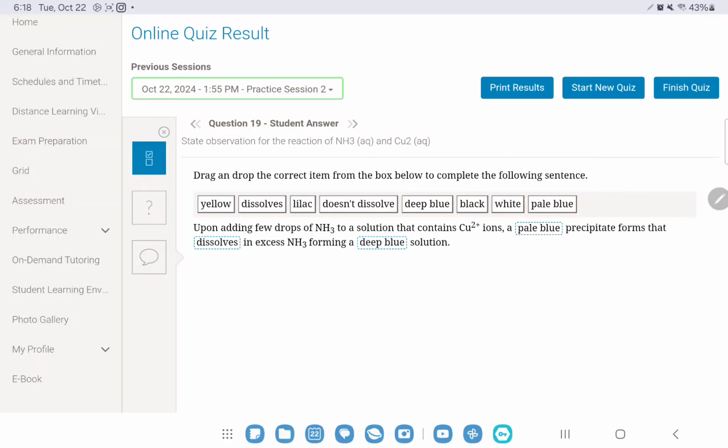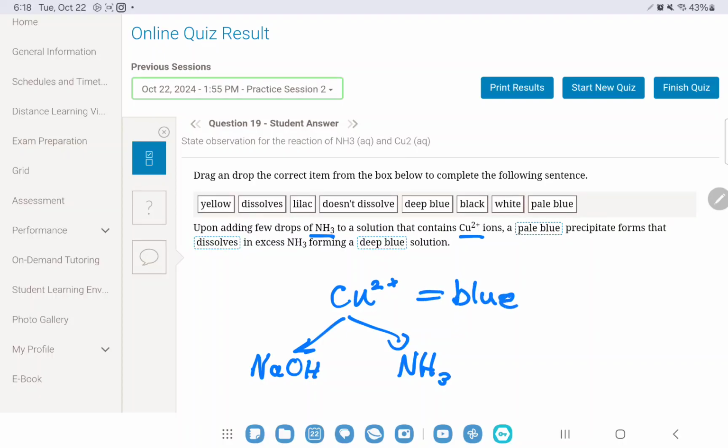Moving on. Upon adding NH3 to a solution of copper. Okay, so copper 2+ in NaOH and in NH3. In NaOH and in NH3 it always equals blue. In NaOH, it's insoluble in excess. In NH3, it's soluble in excess. So let's see. NH3, copper, pale blue.